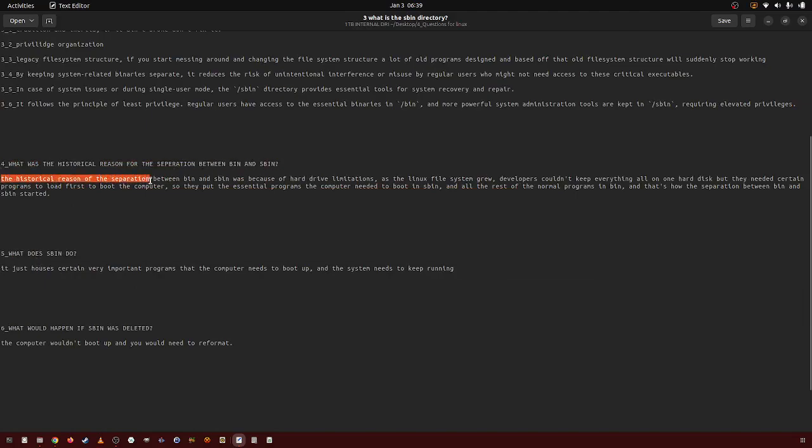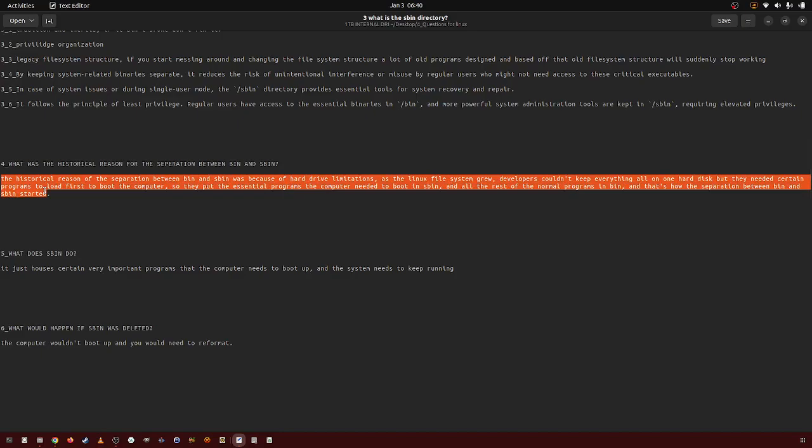What was the historical reason for the separation between bin and sbin? The historical reason was because of hard drive limitations. As the Linux file system grew, developers couldn't keep everything on one hard disk, but they needed certain programs to load first to boot the computer. So they put the essential programs needed to boot the computer in sbin, and all the rest of the normal programs in bin, and that's why the separation between sbin and bin started.